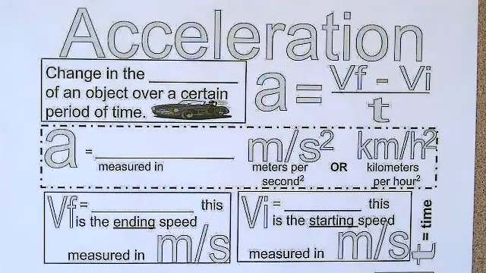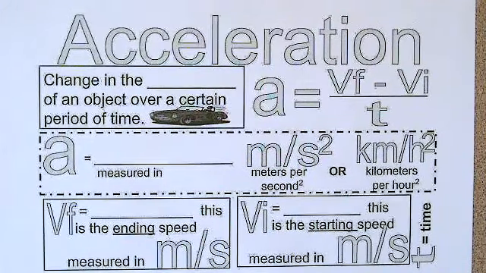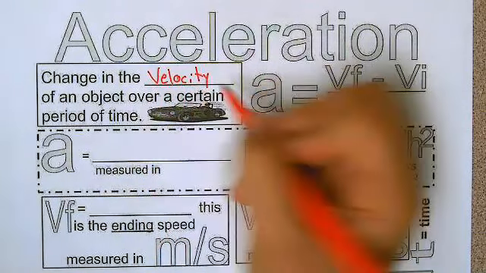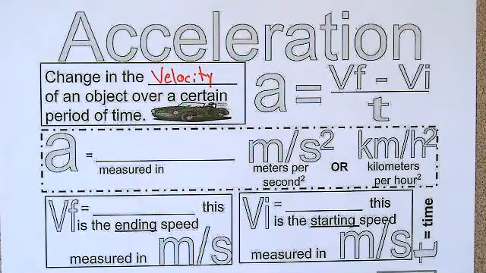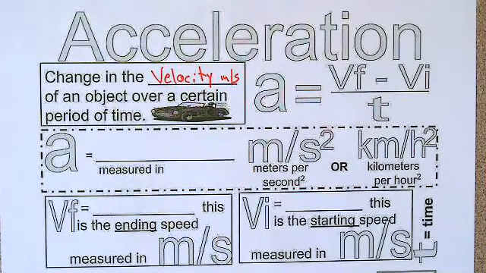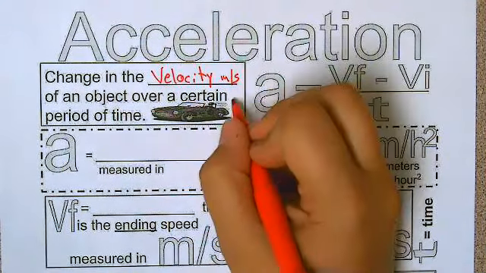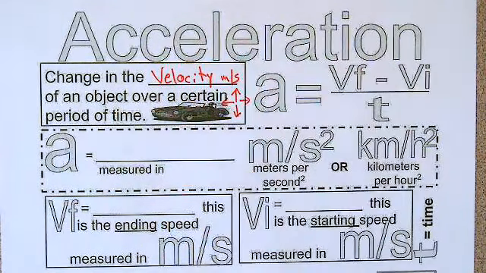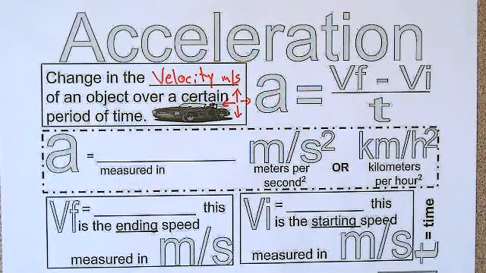Okay, so this is the condensed notes for acceleration. So the first thing we have here is our definition. So a change in the velocity of an object over a certain period of time. Okay, so remember that velocity is in meters per second. And that velocity includes direction. So north, south, east, west, up, down, back, forwards, whatever it is, as long as it includes a direction.